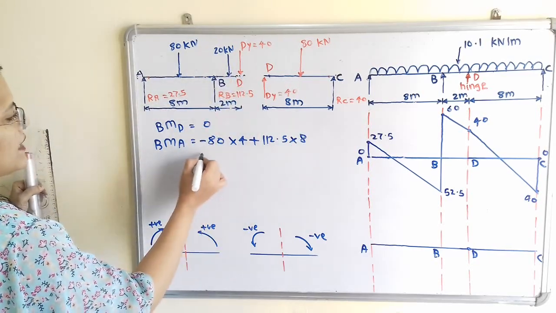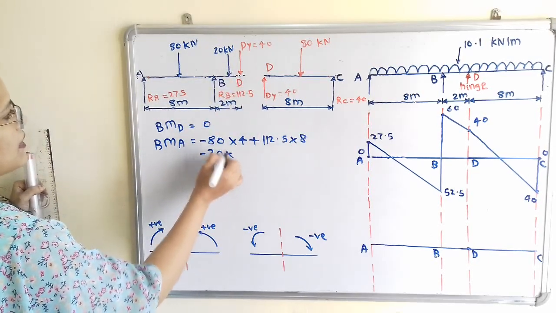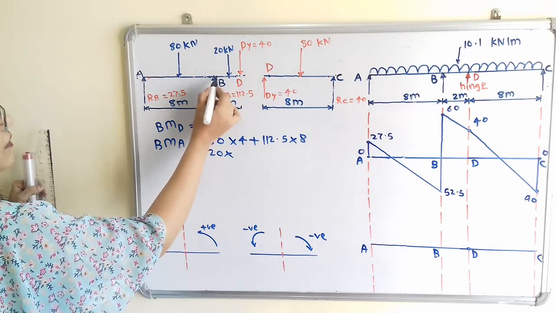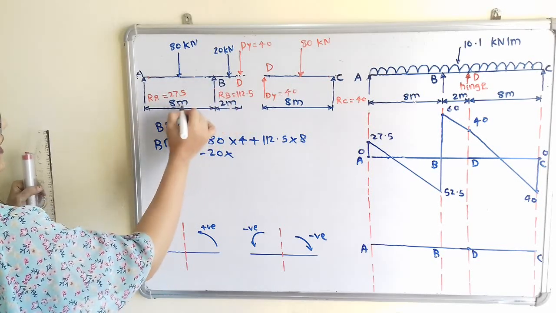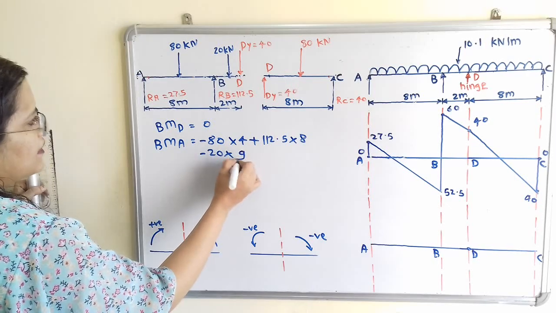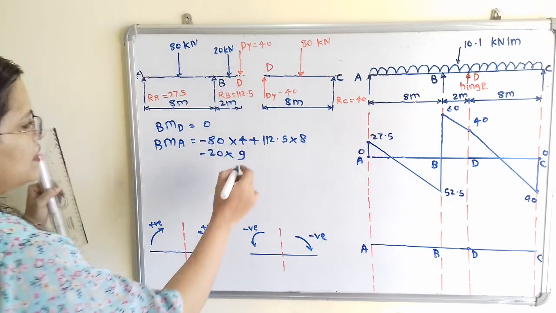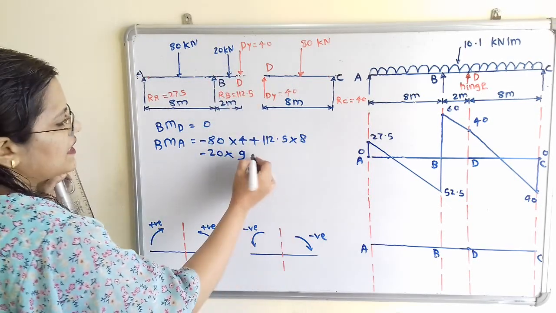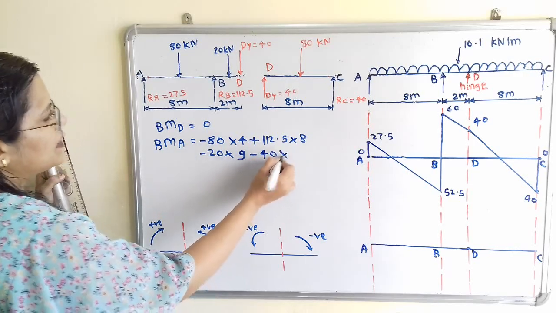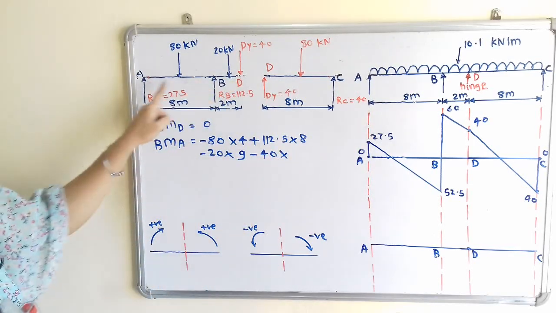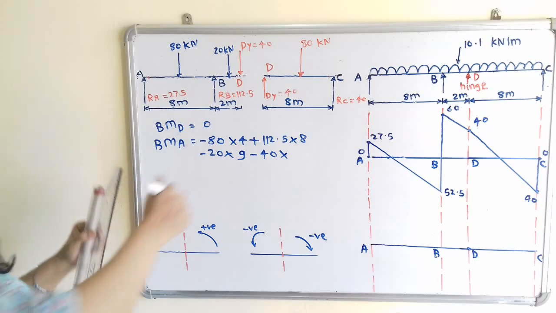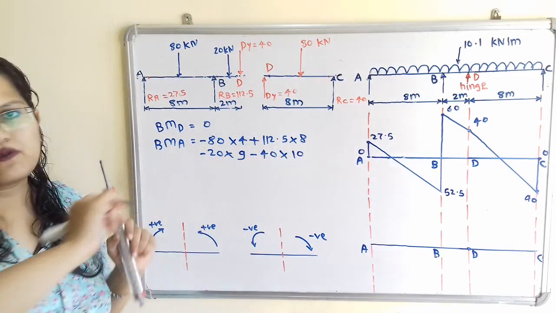Then we will move to the next, minus 20 multiplied by, so this is the center point. So this distance is 1. 8 plus 1, that is 9. And then this 40. So it is also in clockwise direction. So minus 40 multiplied by distance in between A and D. So it is 10. So we have to calculate this.